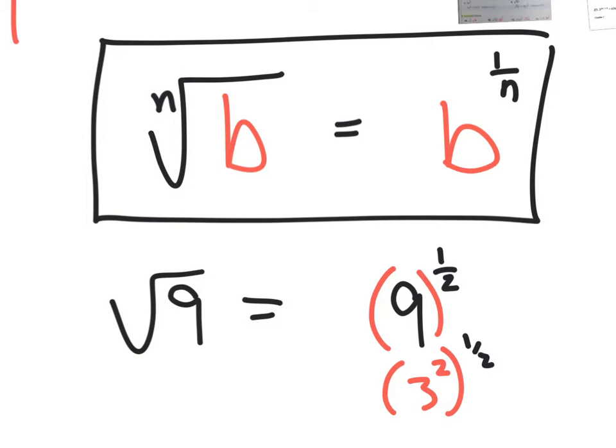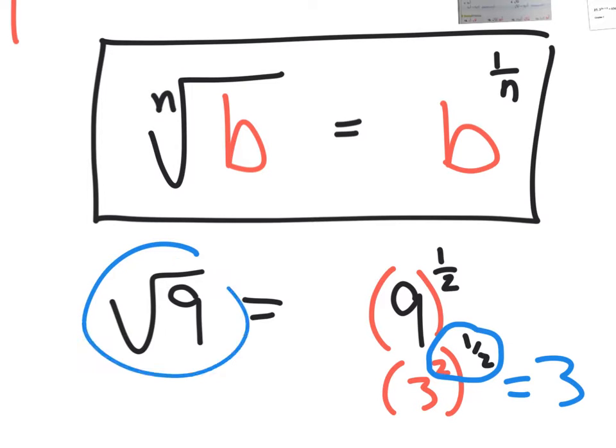Now when you have a power to a power, what do you do? What do you do with the 2 and the 1/2? Multiply. What is 2 times half? It's 1. So you really end up with 3 to the 1, which is just 3, right?